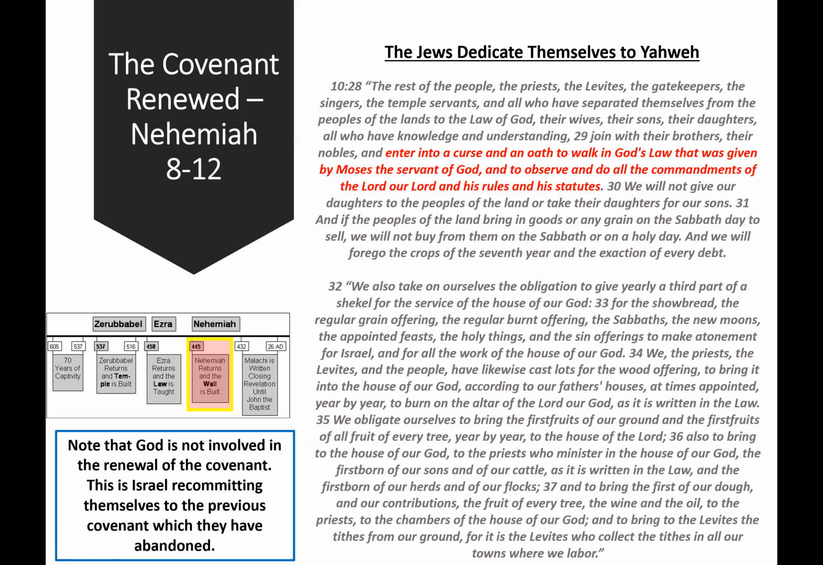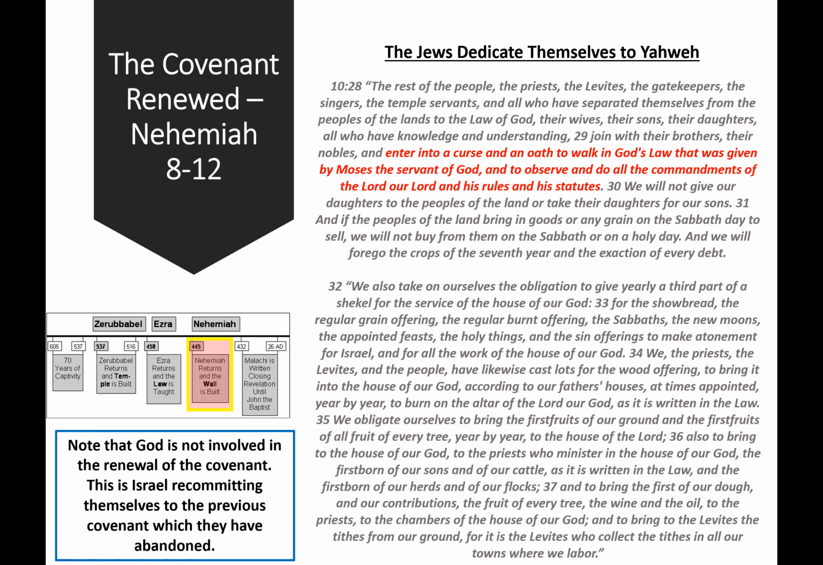I just want to, before I read chapter 10 here, just note here at the bottom that God is not involved in the renewal of this covenant. The Israelites are recommitting themselves to the previous covenant that was given to them by Yahweh that they abandoned. And so God's not involved at all. This is merely the Jews dedicating themselves to Yahweh, or back to Yahweh.